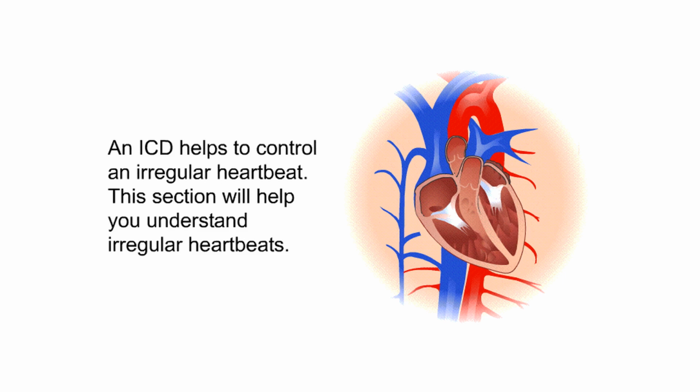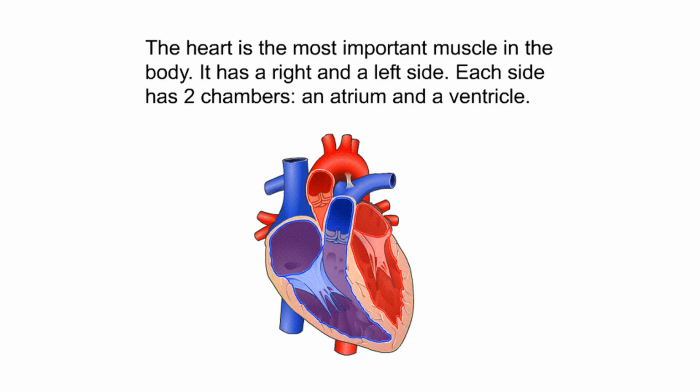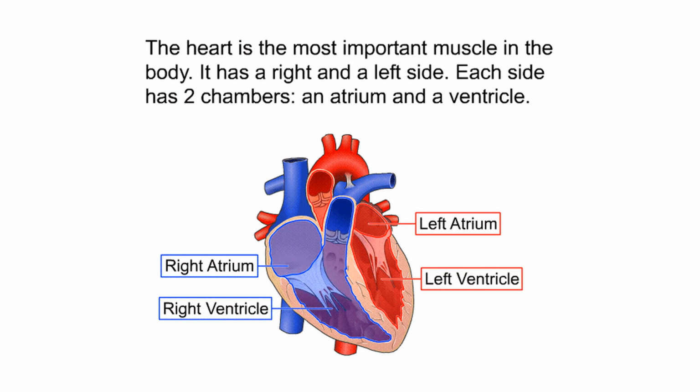The heartbeat. An ICD helps to control an irregular heartbeat. This section will help you understand irregular heartbeats. The heart is the most important muscle in the body. It has a right and a left side. Each side has two chambers, an atrium and a ventricle.